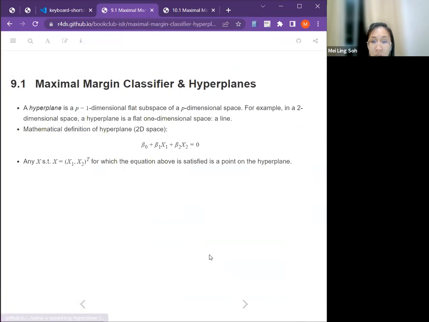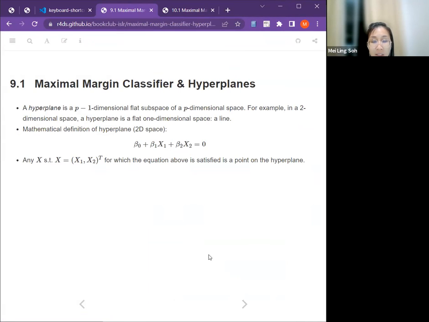So before we go into what the maximal margin classifier is, we have to understand what a hyperplane is. So think of a hyperplane as a p-1 dimensional flat subspace of a p-dimensional space. Let's say we have a binary outcome, and you have maybe one dimension. Then you don't have a hyperplane, you just have a line.